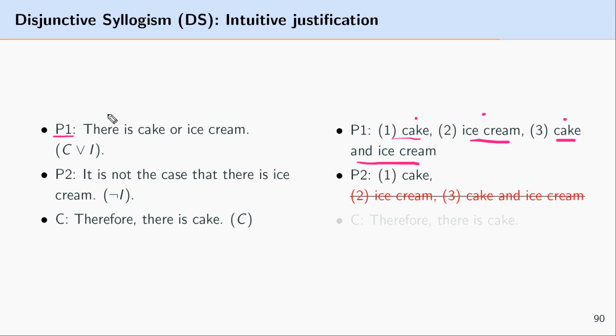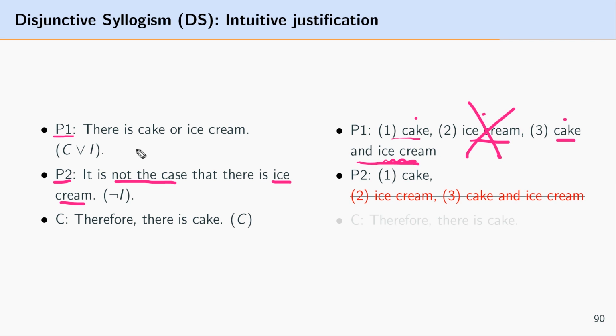But now let's look at premise 2 here. It says that it is not the case that there is ice cream. So what does this do to our three cases up here? Well, it removes the second case because it's saying that there's no ice cream. And it also removes this third case right here.